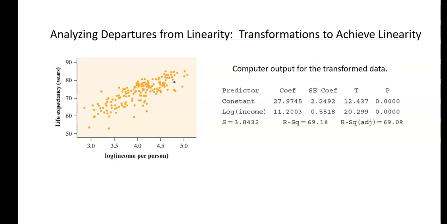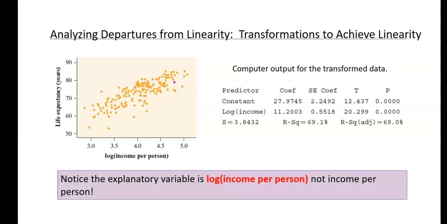If you look at again, the straightened out data, notice what it says for x. Not income, it says log of income there. So we're taking the log of the income in order to straighten out that data. But now we have nice linear data. We can do lots of stuff with that.